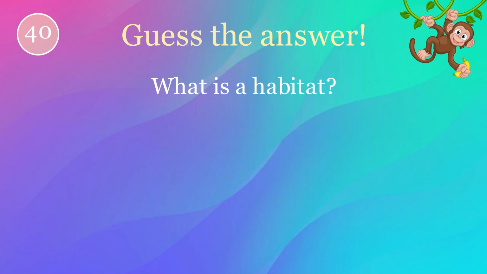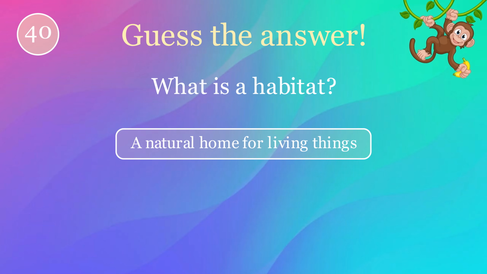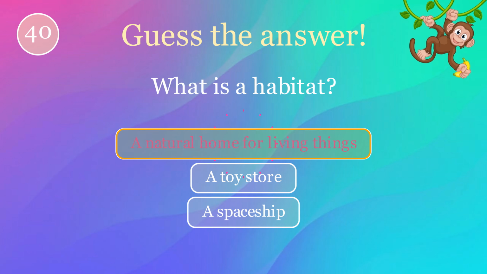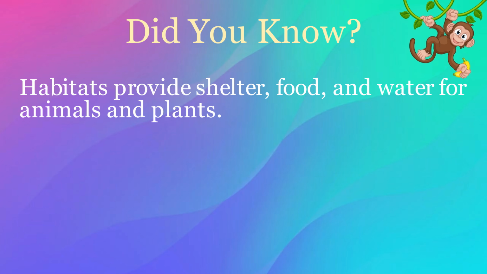What is a habitat? A natural home for living things. A toy store. A spaceship. The correct answer is a natural home for living things. Here's an interesting fact. Habitats provide shelter, food, and water for animals and plants.